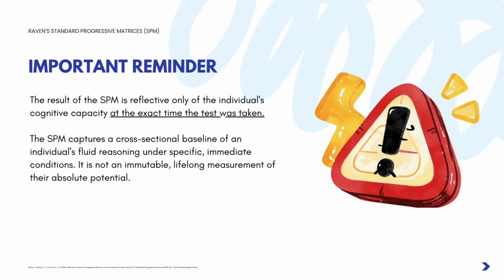Important reminder: your SPM score is not permanent. It is not a lifelong measure of your absolute intelligence. It is reflective only of the individual's cognitive capacity at the exact time the test was taken.